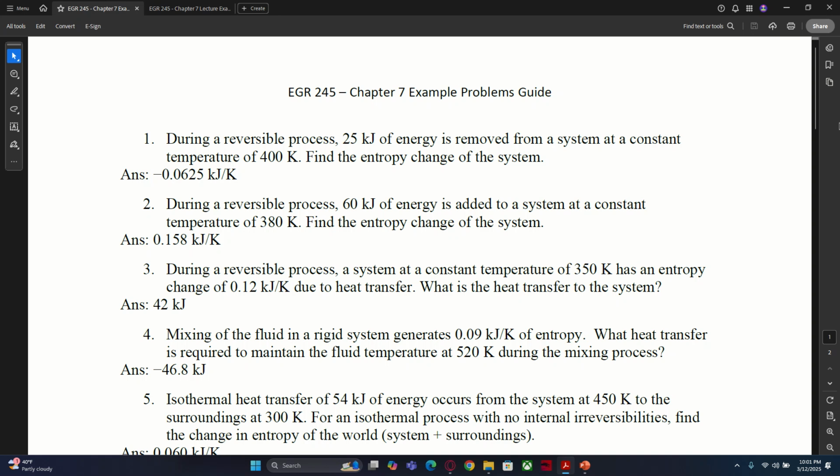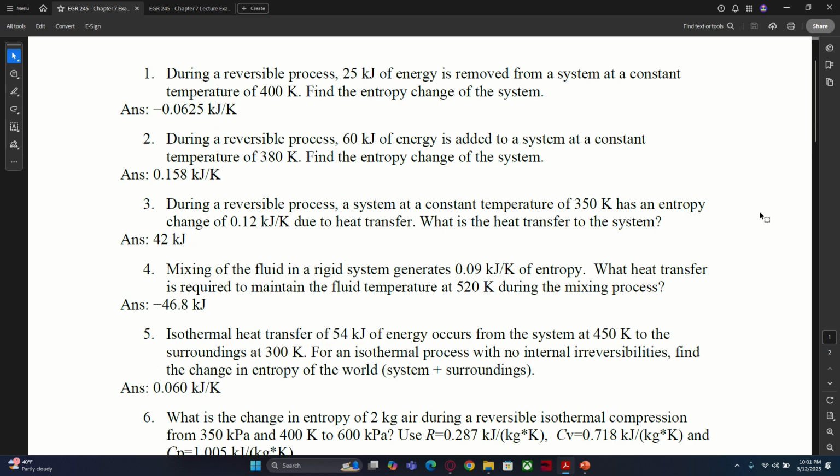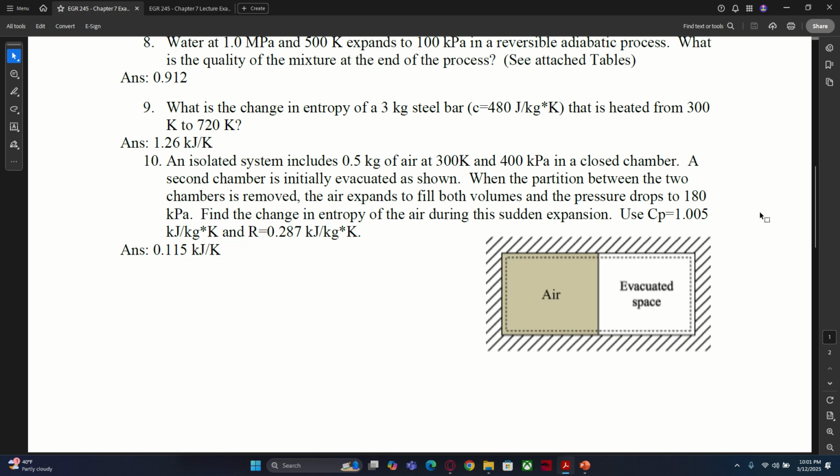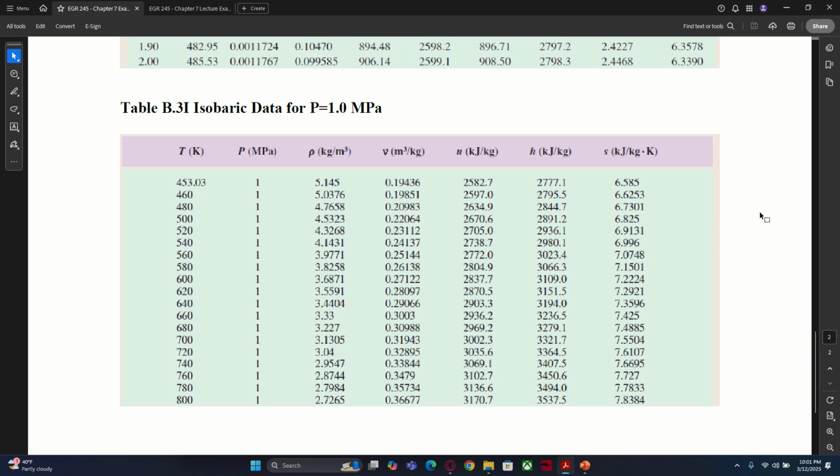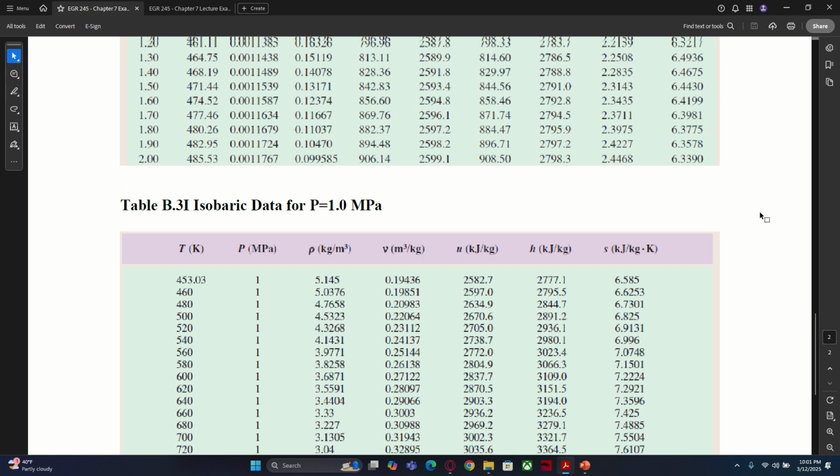Hello, Thermodynamics students. For this week, we're going to be getting into the concept of entropy from chapter 7 of our textbook. These are going to be some example problems we're going to go through, and then we'll go through the answers as well. Within our textbook, we have some charts that we're also going to be using.